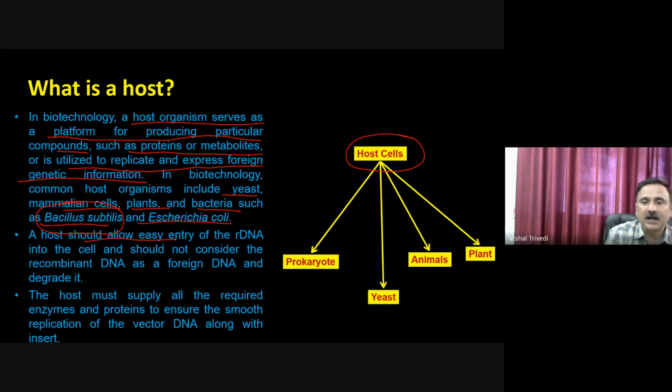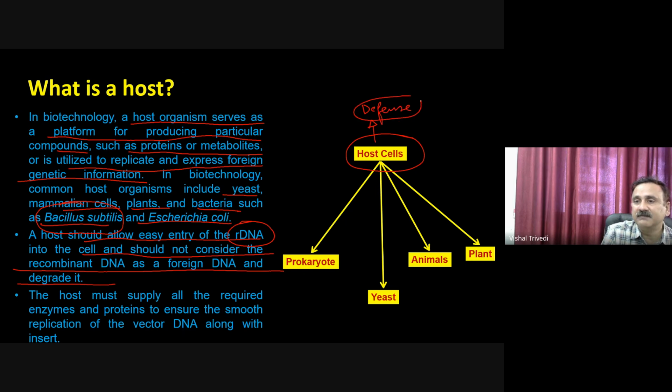Then the host should allow the easy entry of the recombinant DNA into the cell and should not consider the recombinant DNA as a foreign DNA and degrade it. Remember that every organism has its defense system, right? So the host cells have a defense system, and this defense system recognizes who belongs to them and who belongs to the outsiders. Even when you are staying in your home, you know which one is your family member and which one is your enemy, which one is external. So similarly the host cells are also like that.